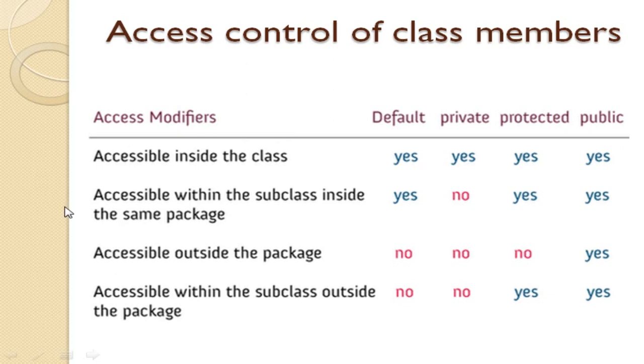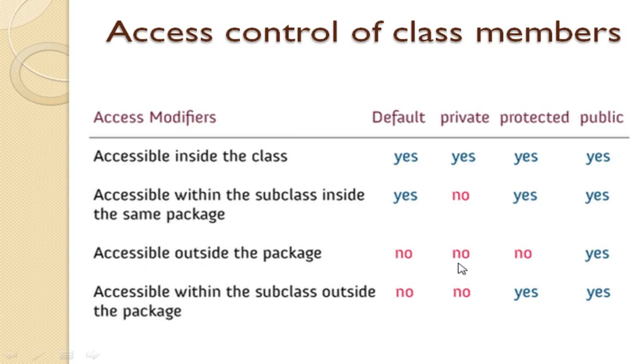Next you are going to see the same thing as a table. You can see default, private, protected and public access control, and the class members. Here you can see accessible inside the class. So all these class members can be used inside a class. It can be default, private, protected or public. Accessible within the subclass inside the same package: in the same package you will have different subclasses. Except private, all the others can be used in the subclasses of the same package.